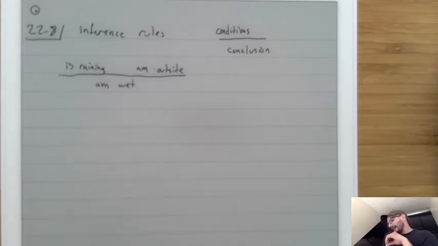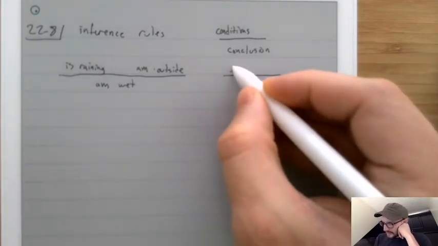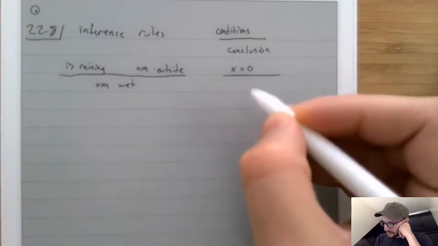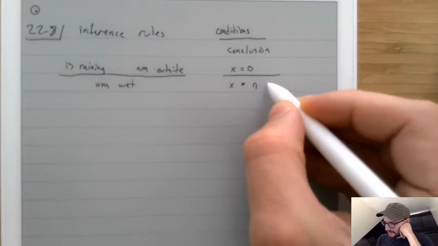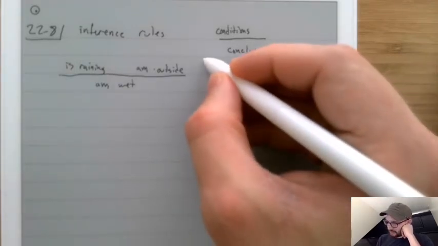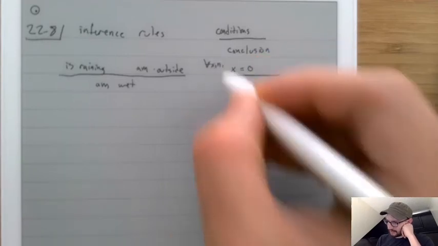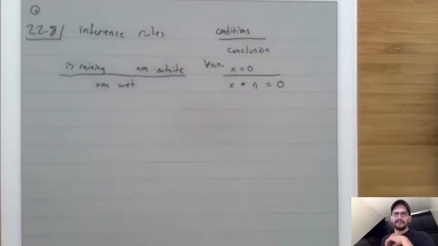Now, sometimes when we write inference rules, we use variables. So we'll say something like, if x is equal to 0, then that means that x times n is equal to 0. And we are implicitly saying this is true for all x and n. We typically don't write this "for all", but whenever we see variables in an inference rule like that, we know that those are for all.